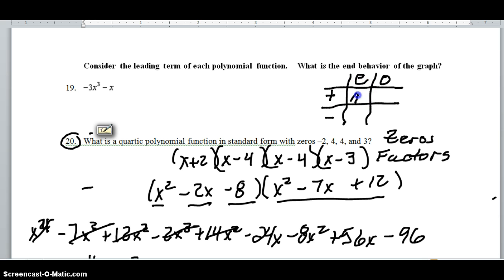And we're going to have up, up, and then down, down. Sorry about my new marker here. And then we're going to have down, up, and then up, down. This is negative, odd. So negative, odd is going to be up, down.